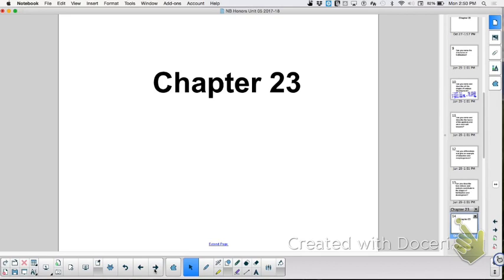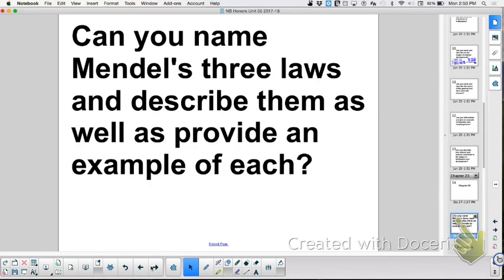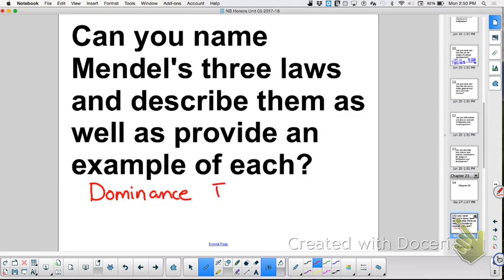Okay, and then chapter 23. Chapter 23, can you name Mendel's 3 laws and describe them as well as provide an example of each? So let's see if we can name Mendel's 3 laws. I'm ready. Law of dominance. Dominance. That would be the tall allele is dominant over the what? Short allele.